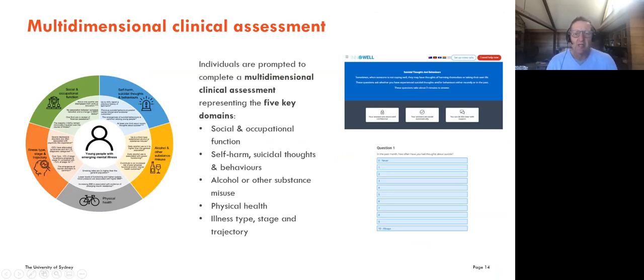So, within those platforms, we have multidimensional assessment of the 5 key attributes that we've talked about: social and occupational functioning, self-harm and suicidal thoughts, alcohol and substance abuse, physical health, and illness type. It's possible to use questions in each of those domains that record those phenomena and then re-display to the person immediately the results. It shows them where they are against other standardized elements.